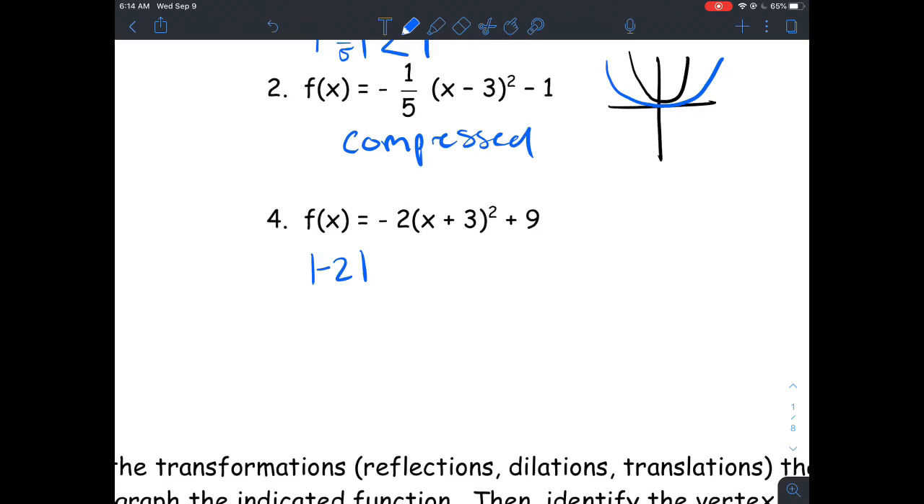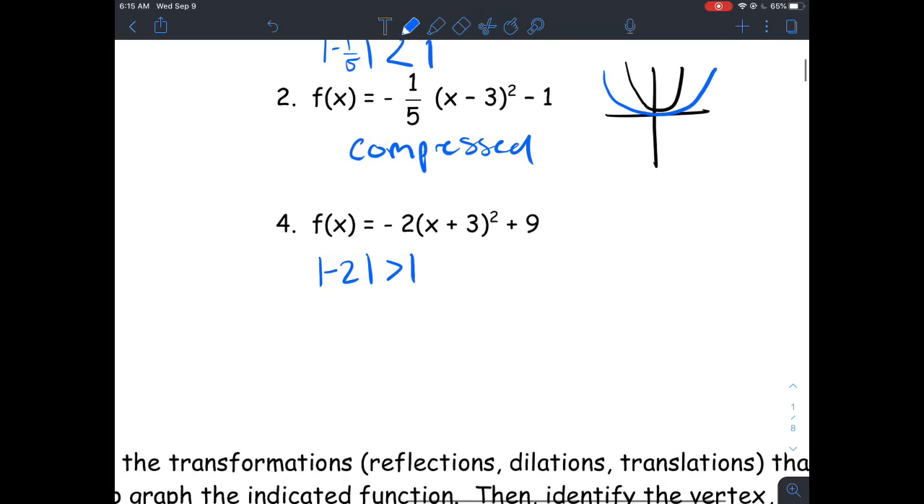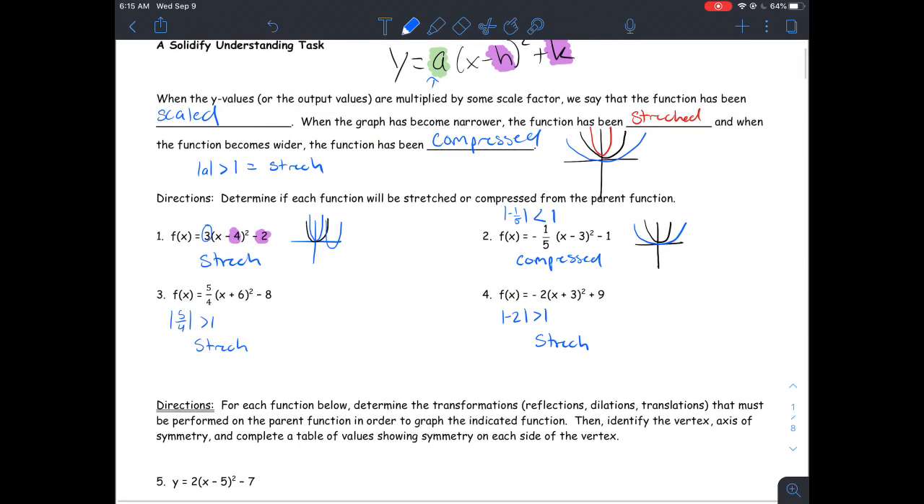And here, we got the absolute value of -2. Again, we're looking at the absolute value, and that is going to be bigger than 1. All right, so this one is a stretch as well.